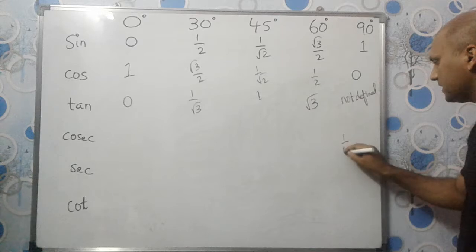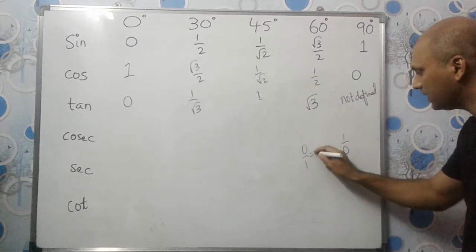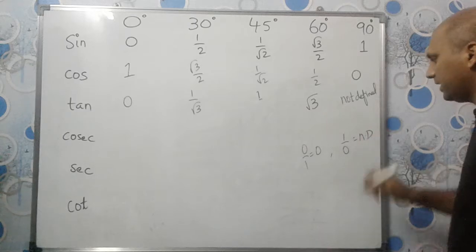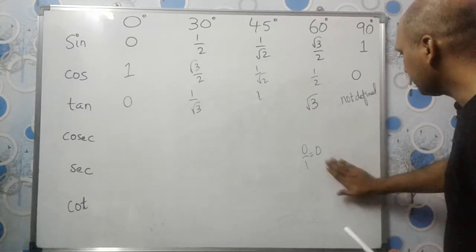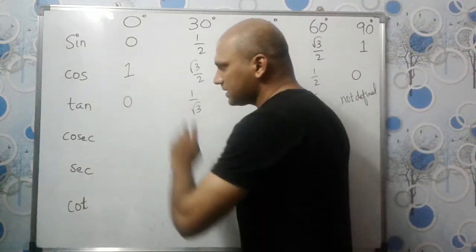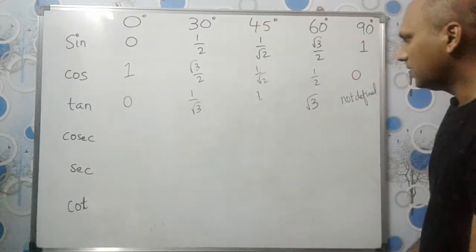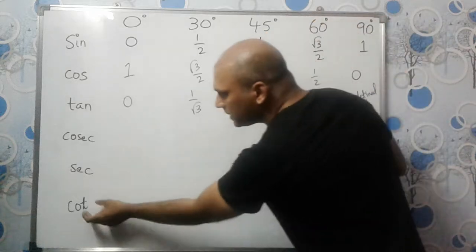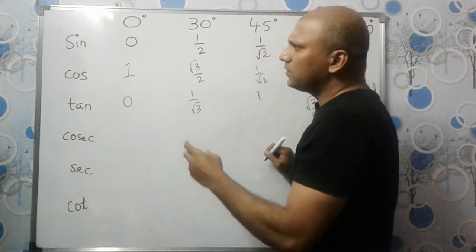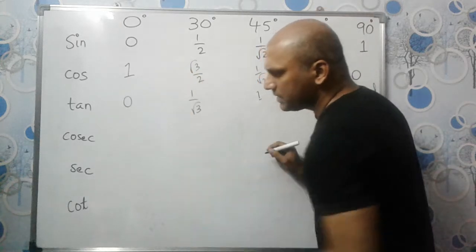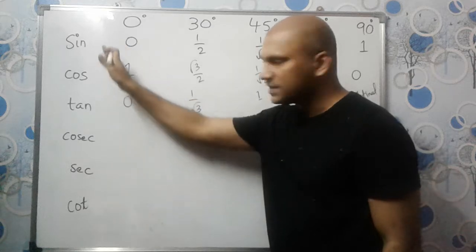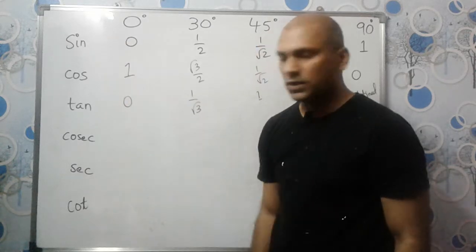Okay, 1 by 0 is not defined, 0 by 1 is 0, and 1 by 0 is not defined. Don't get confused in this, right? Sine, cos, tan is over. Now in our textbooks this cot is given below tan, right? But we learned sine, cos, tan, cosecant, secant, cot. We learned the trigonometric ratios in this order, so I am not messing that order up. I am taking the same order.